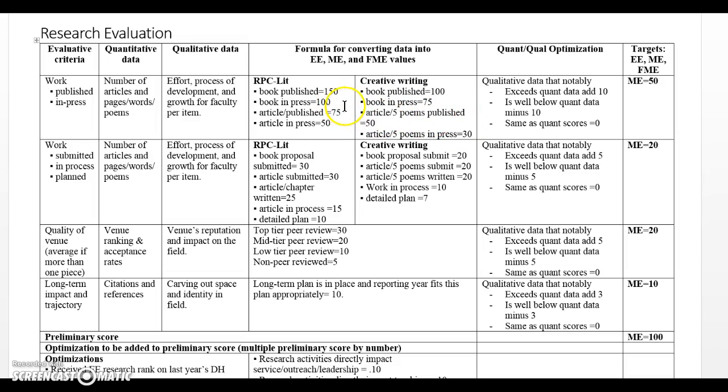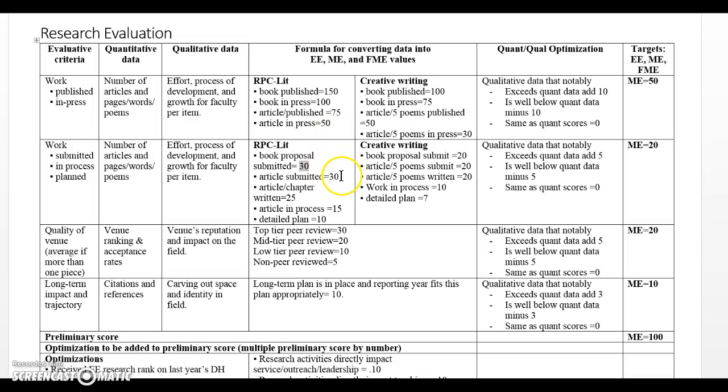So if you publish an article in a peer-reviewed journal, you get 75 points here, but then we will also assess points depending on the venue. So that's not where it stops. Now, you get credit, as we should, for what you've submitted, what's in process, and what's planned. And this list isn't exhaustive, and maybe we can flesh this out more. But my thought was a book proposal submitted is 60% of getting an article published.